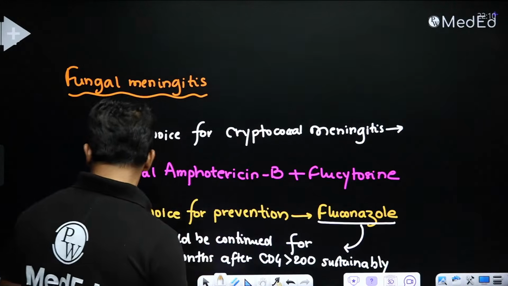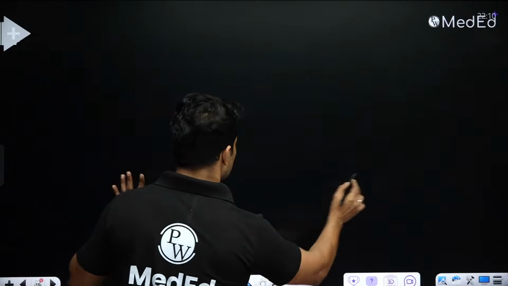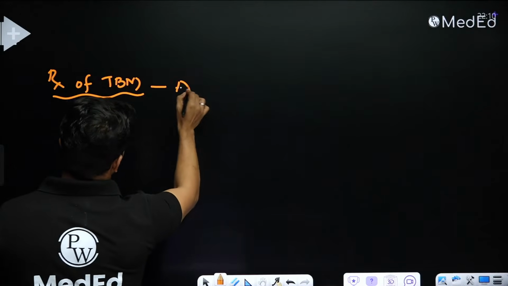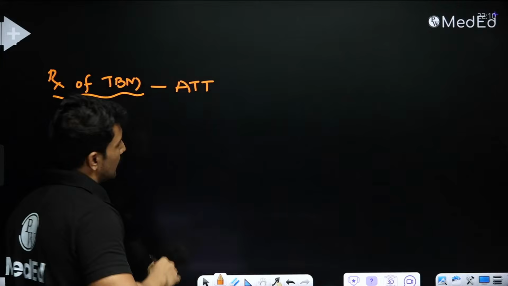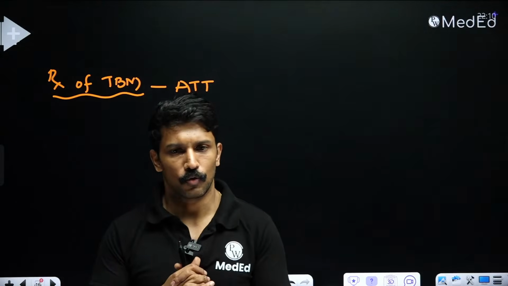Okay, now how am I going to treat a case of tubercular meningitis? Of course, it is ATT. Treatment of tubercular meningitis will be with anti-tubercular therapy. The details of ATT regimens and all we will discuss when we take up a case of tuberculosis.